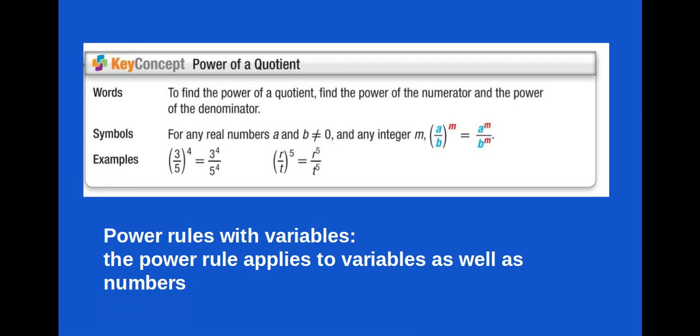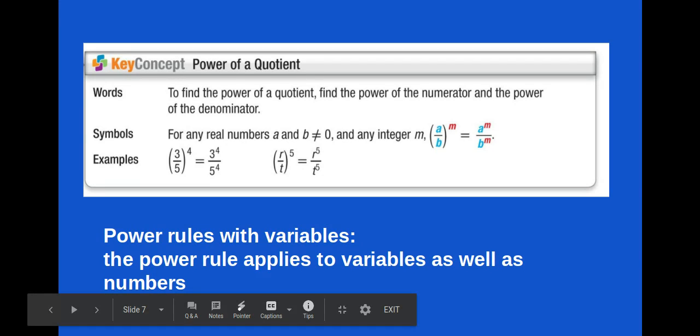Now, for examples, we have it right here. 3 divided by 5 is grouped in parentheses, and that's all raised to the fourth power. So as you can see here, 3 raised to the fourth power divided by 5 raised to the fourth, the same thing that we did here with the a, b, and m. Now this is our next example for power of a quotient. r divided by t, which is all raised to the fifth power, and then r to the fifth divided by t to the fifth, which is the same thing that we've been doing for our last example.